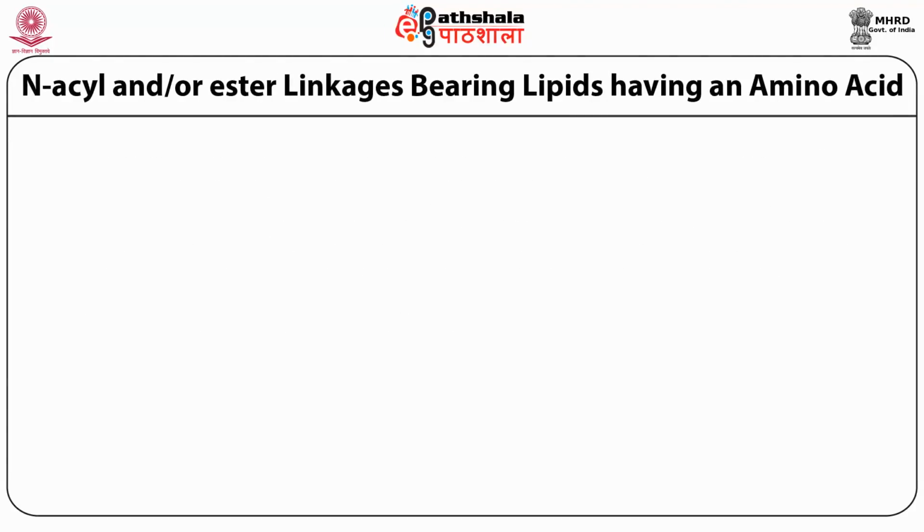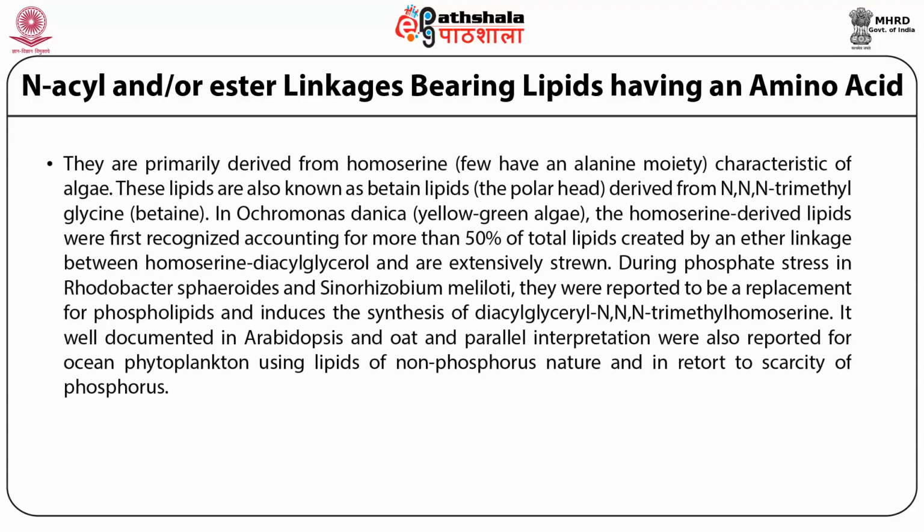The second group of lipoamino acids includes the ether linkage lipids having a glycerol with an amino acid, and they are primarily derived from homoserine, although a few examples of alanine moiety have also been reported, which are characteristic of algae. These lipids are also known as betaine lipids because of the polar head derived from N trimethyl glycine, which is also called betaine.